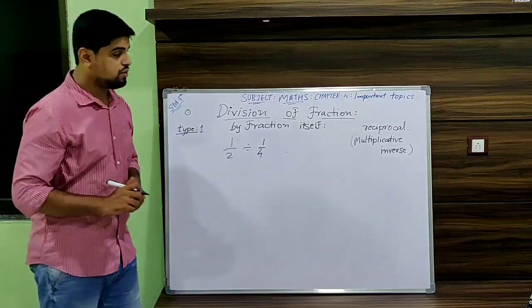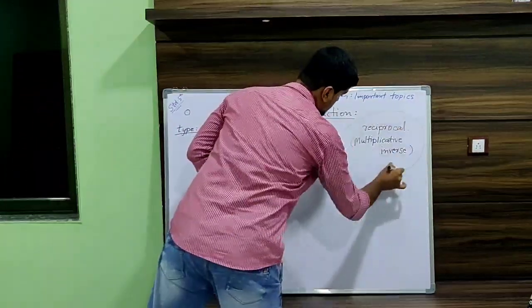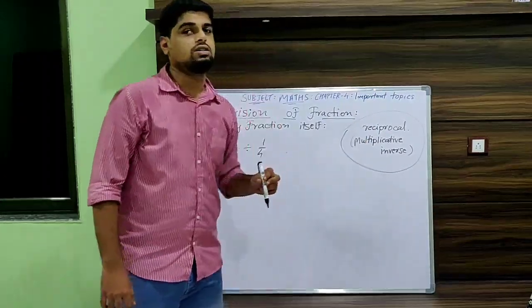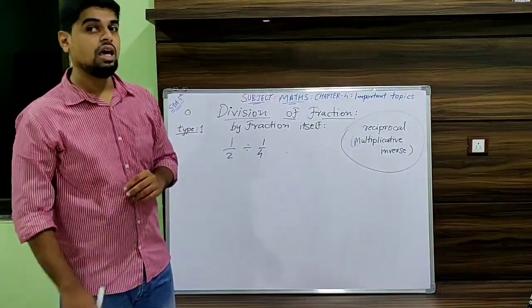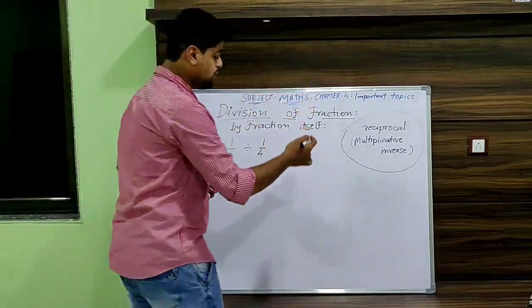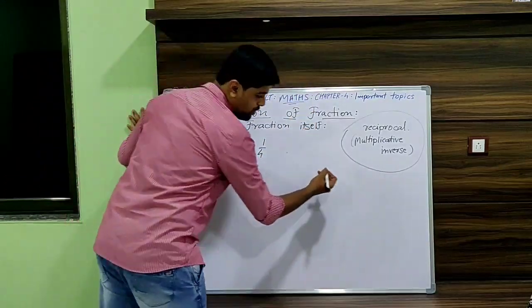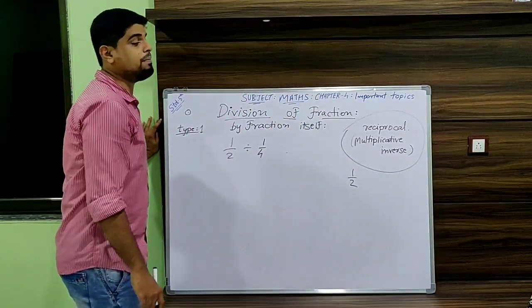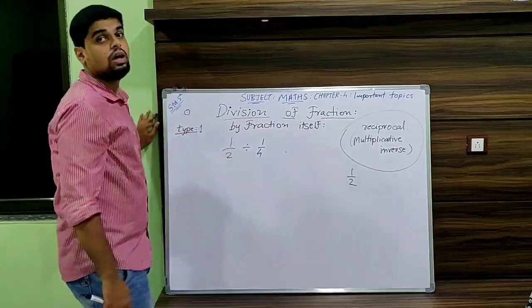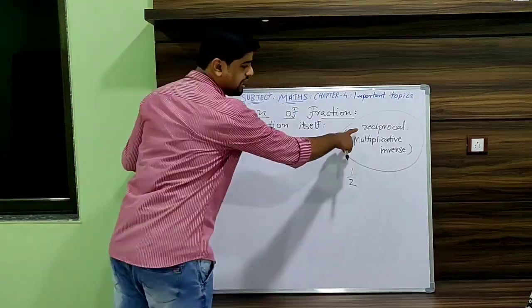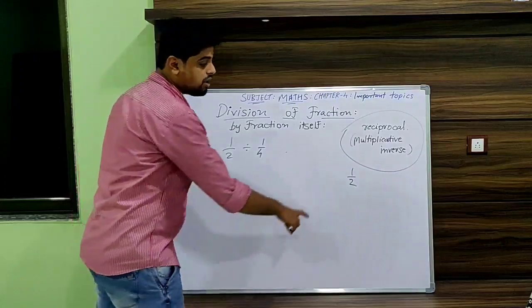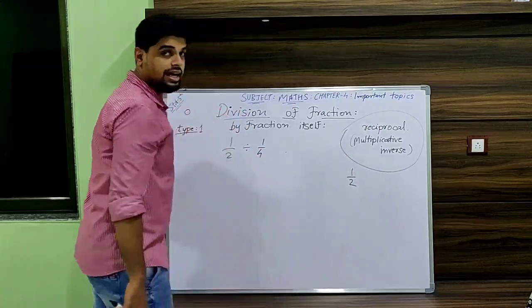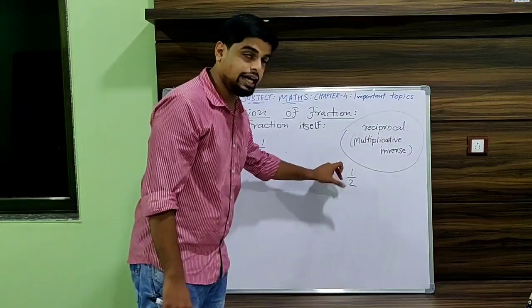For that, you have to first learn about one concept called reciprocal, or it is known as multiplicative inverse. So what is multiplicative inverse? If any fraction is given, suppose let's take this example, 1 by 2. What is the multiplicative inverse or reciprocal of this particular fraction? In multiplicative inverse or in reciprocal, just remember, you have to make denominator as numerator and numerator as denominator. That is, you have to make it reverse.